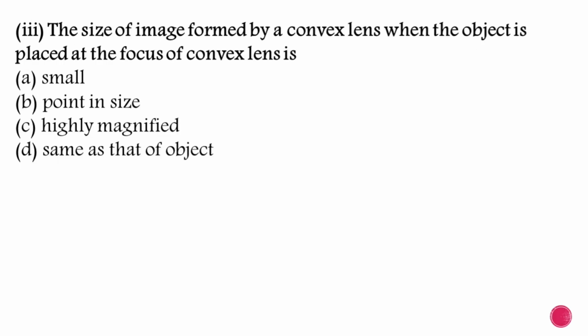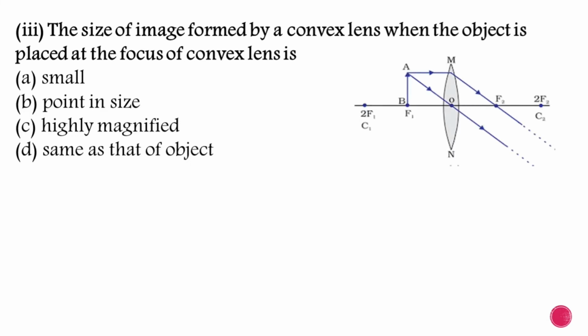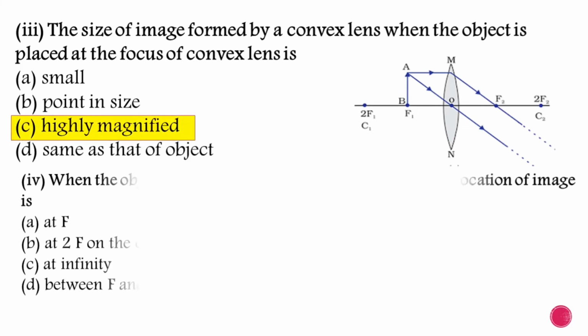Third question. The size of the image formed by a convex lens when the object is placed at the focus of the lens is... When the object is kept at the focus of a convex lens, the light rays after refraction go parallel. That means they may meet at infinity and hence the image is highly magnified. So the option here is option C, highly magnified.